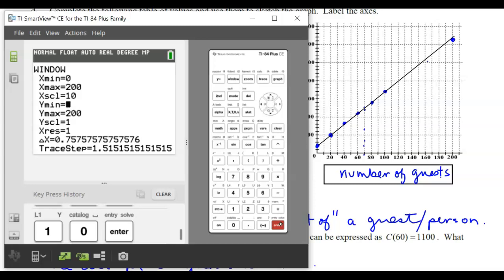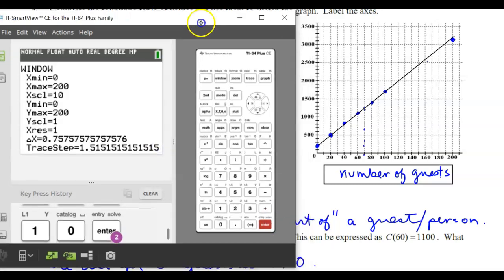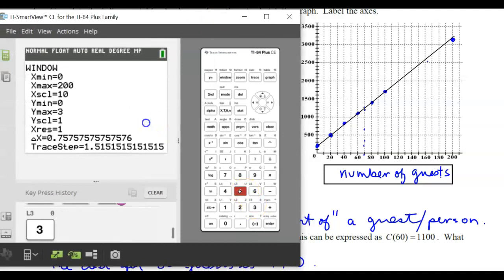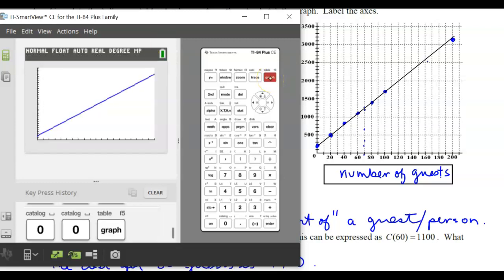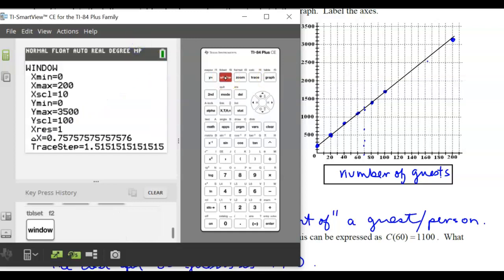Then Y min is 0, got it? Y max goes to 3,500, and that goes up by 100s. Never change the X res or the delta X or anything else, just leave it as is. I don't even really know what it does. 0 to 200, 0 to 3,500. Okay, now press graph, and you should see the graph. Looks the same. The window, copy it out.